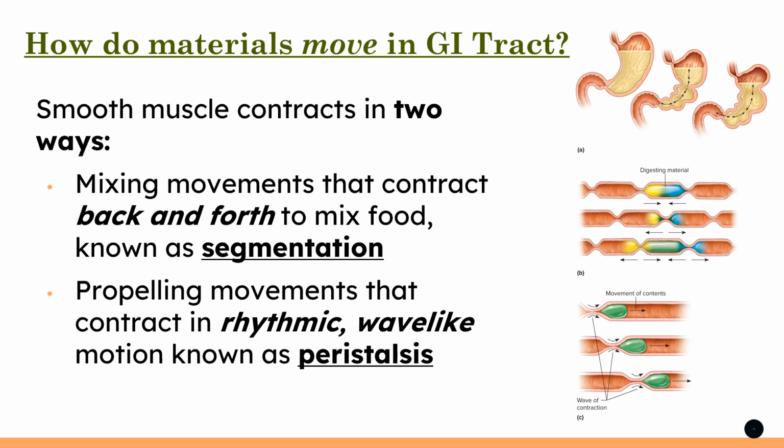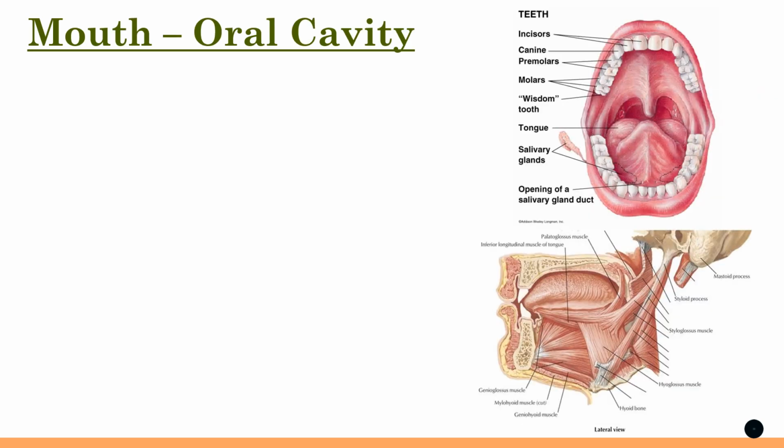So, how do materials move in the GI tract? We've talked a little bit about peristalsis, but let's talk about the two specific ways this happens. We get mixing movements that are going to contract back and forth to mix food together. This is known as segmentation. This kind of just looks like a process of squeezing in and out and in and out. We also have propelling movements that contract in more of a rhythmic or wave-like motion, and this is known as peristalsis. So this actually squeezes the food all the way through the system, pushing it forward.